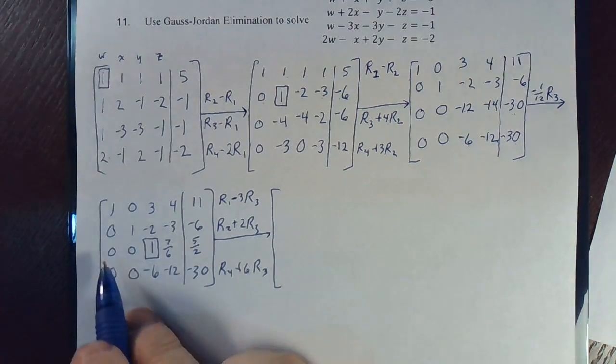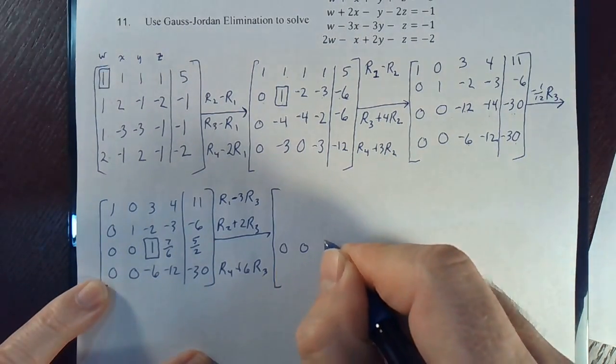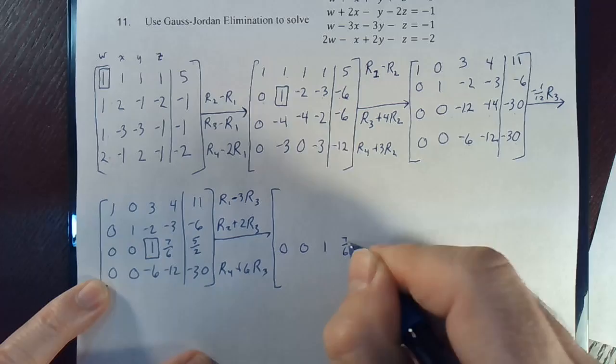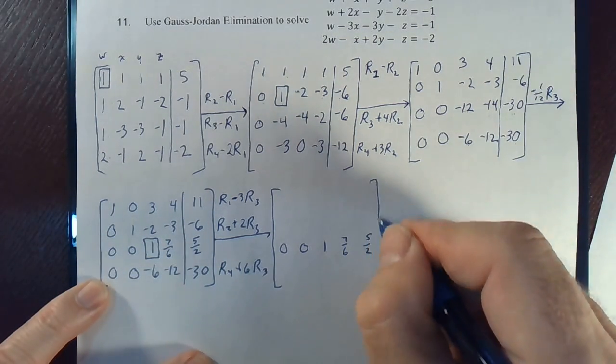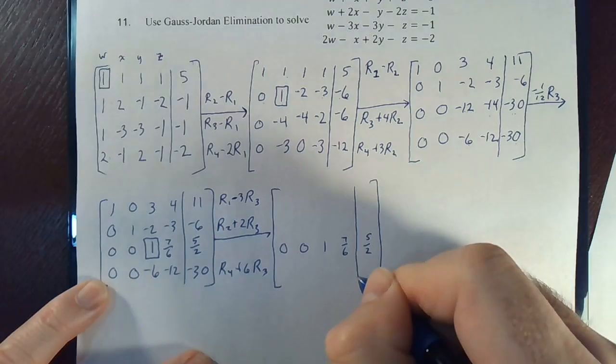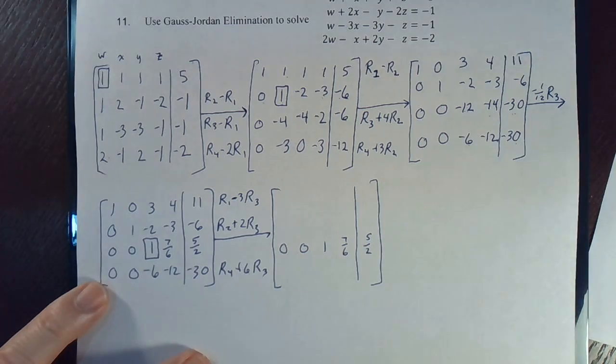Okay, so the only one not changing is row 3. 0, 0, 1, 7 over 6, 5 over 2. Okay, row 1 minus 3, row 3.